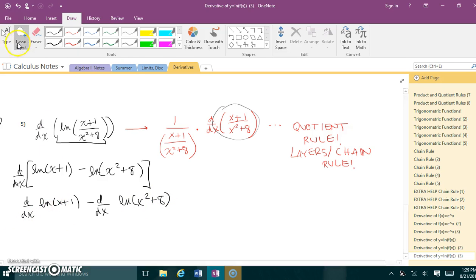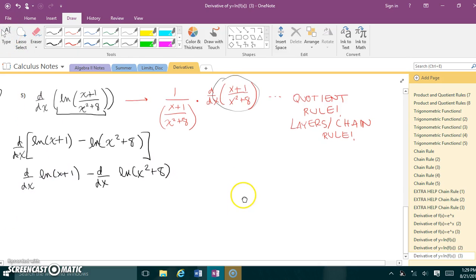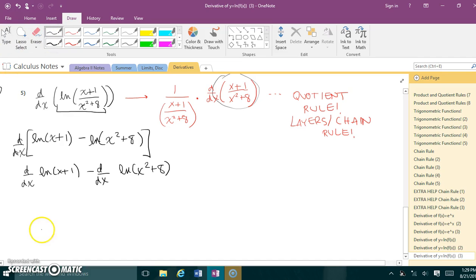And now these are way easier. There's no more quotient rule needed. It's just a very quick natural log derivative 2 times. The derivative of natural log of x plus 1 is 1 over x plus 1 times the derivative of x plus 1, which is 1, minus derivative of natural log of x squared plus 8 is 1 over x squared plus 8 times the derivative of x squared plus 8.